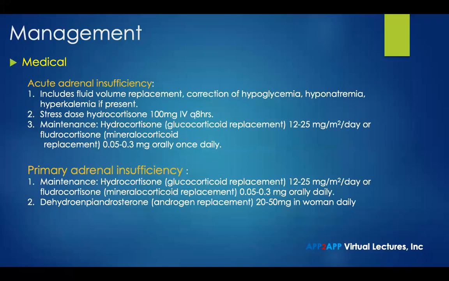Medical management in patients with acute adrenal insufficiency includes replenishment of fluid volume, correction of hypoglycemia, hyponatremia, and hyperkalemia if all present. You want to give a stress dose of hydrocortisone, 100 milligrams IV every 8 hours, and a maintenance dose of hydrocortisone, glucocorticoid replacement. The dosage is between 12 and 25 milligrams per meter squared per day, or you can give them fludrocortisone, which is a mineralocorticoid replacement, 0.05 to 0.3 milligrams orally once daily.